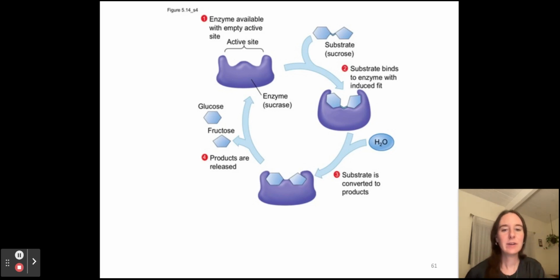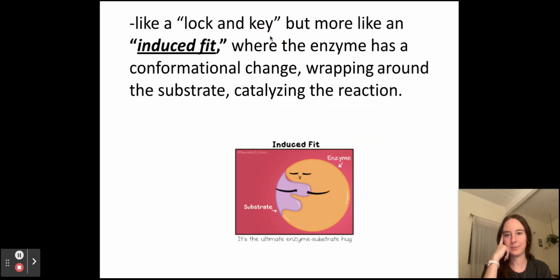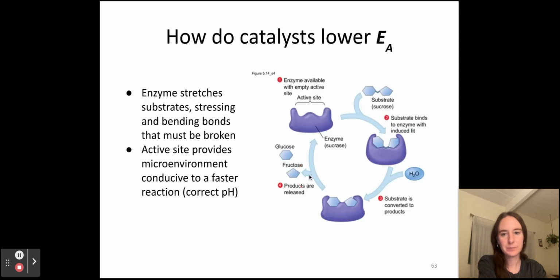But the reason why we were able to speed up this chemical reaction is because that enzyme actually kind of squeezed the sucrose molecule, and that squeezing of the sucrose molecule is able to help break those bonds even faster. And so then once those glucose and fructose are released, the active site is now open again and a new substrate can bind. So the lock and key is more like induced fit. The enzyme has a conformational change. Conformational means the actual shape of the enzyme changes. It wraps around the substrate, catalyzing, speeding up the reaction.